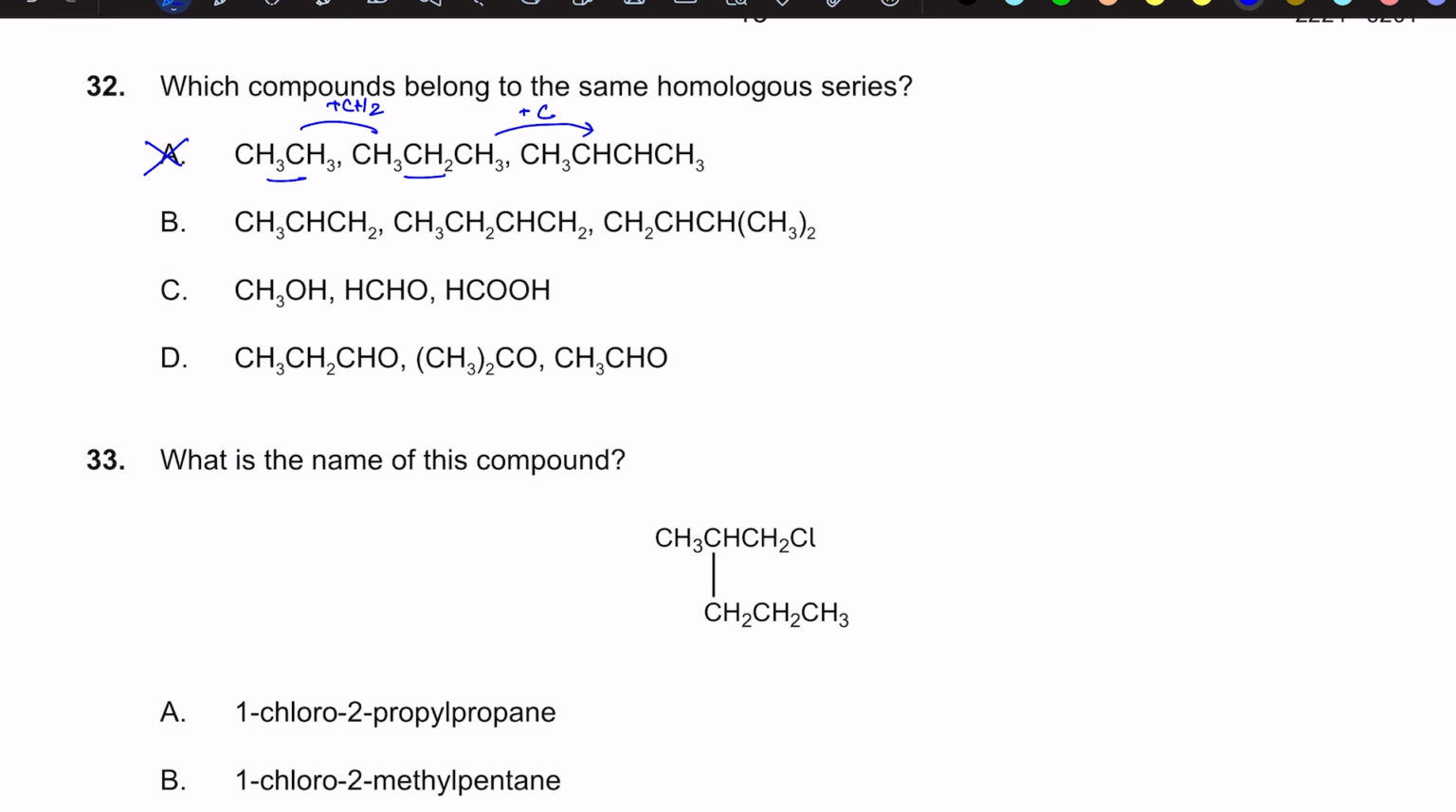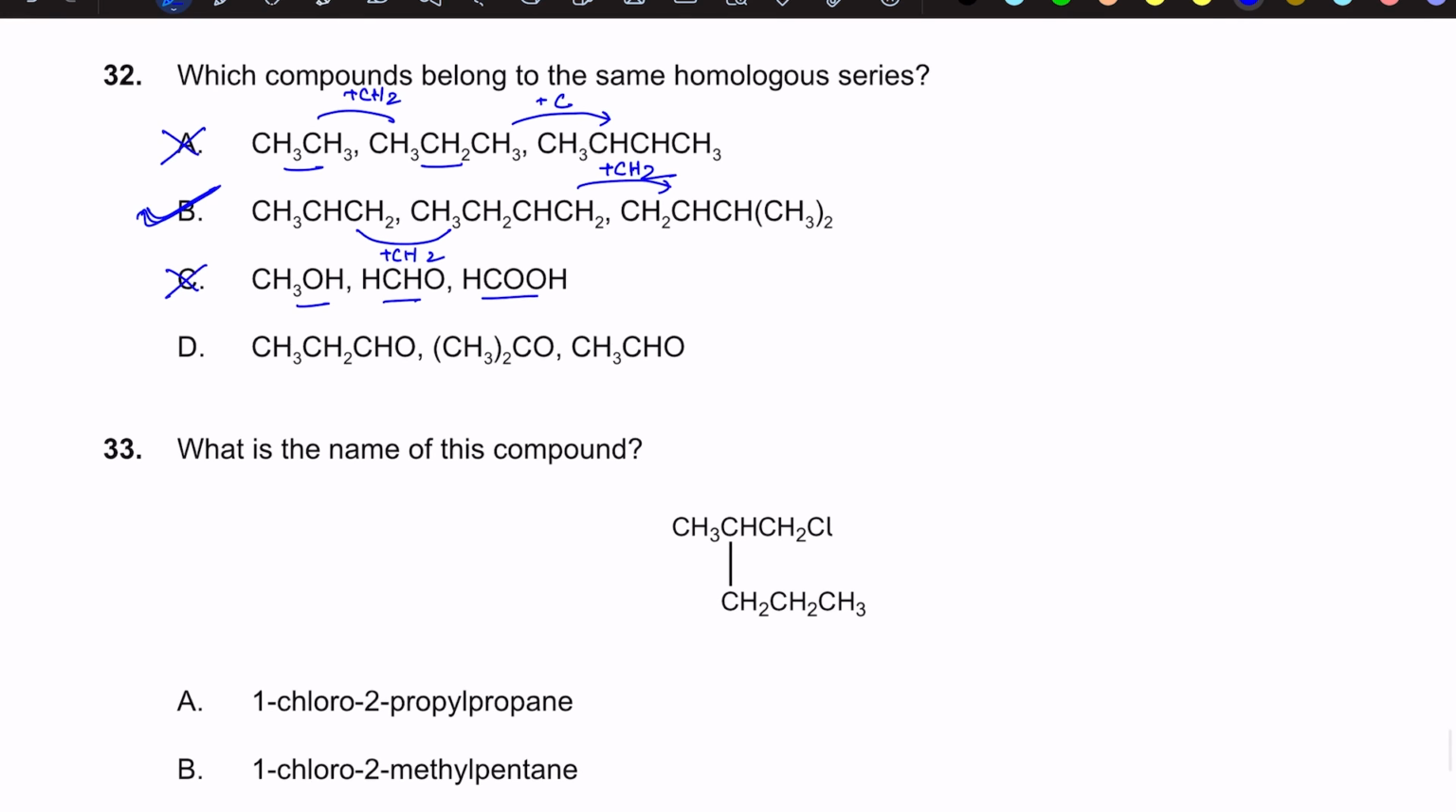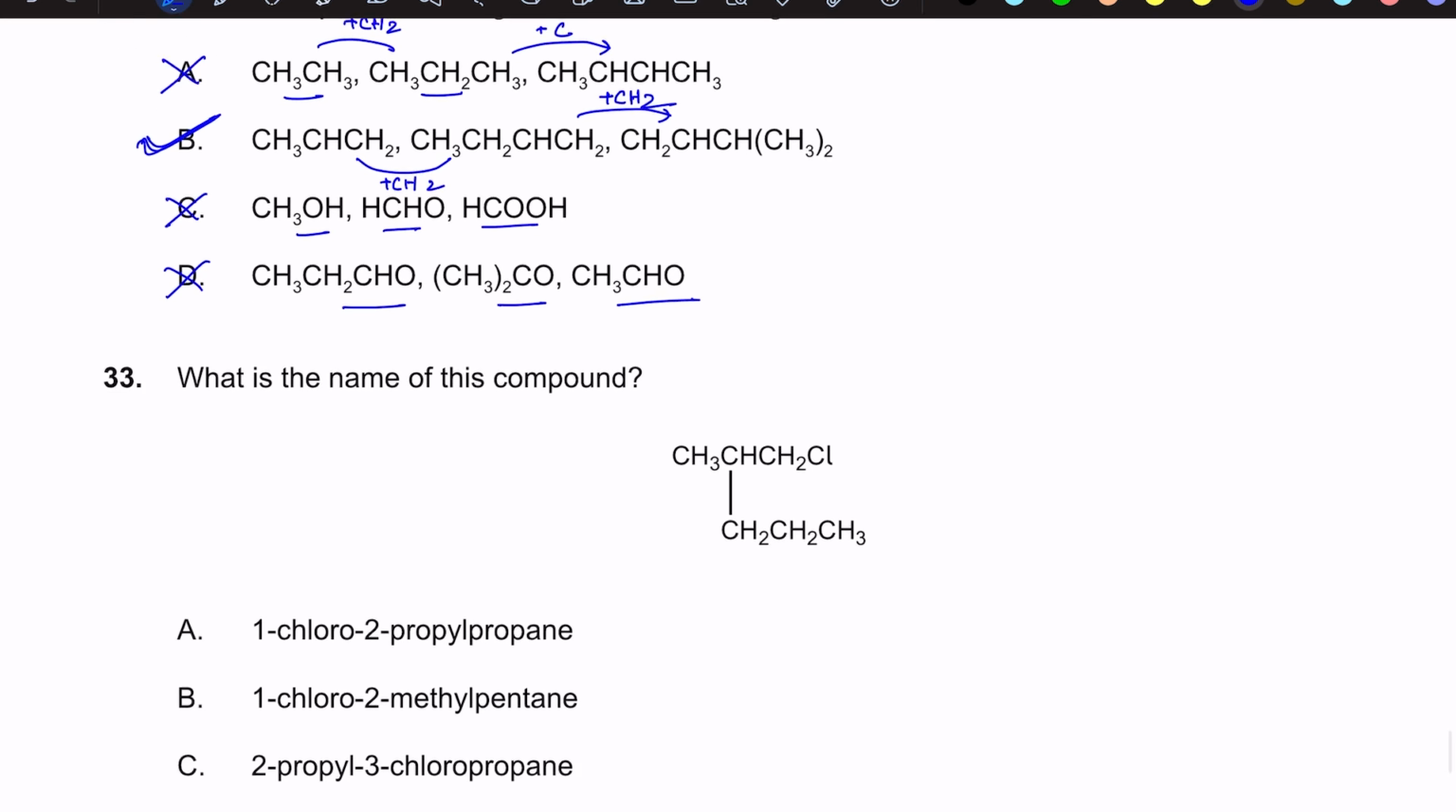Here this one difference is of CH2, fine. And from here to here, the difference is also of a CH2. This is an alkene and you're increasing the number of carbons in the chain. So the answer should be option B. Option C is incorrect because there's an alcohol, an aldehyde, a carboxylic acid, different functional groups. There's an aldehyde, a ketone, an aldehyde. D is also wrong. So B is the right answer.